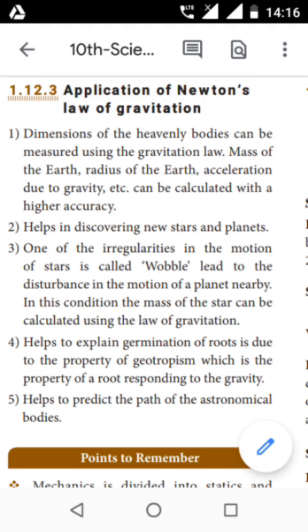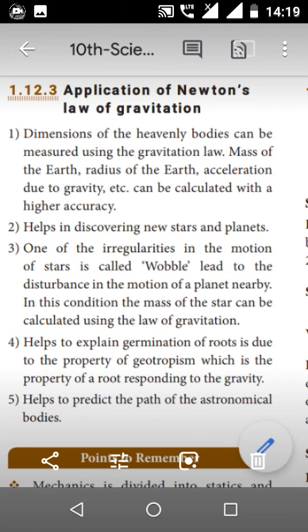So the fifth one is to help predict the path of astronomical bodies. Astronomers find out the path of astronomical bodies. Astronomical bodies means bodies outside and inside the solar system, the celestial bodies. Astronomers use Newton's law of gravitation to find the path of astronomical bodies. These are the five applications of Newton's law of gravitation.